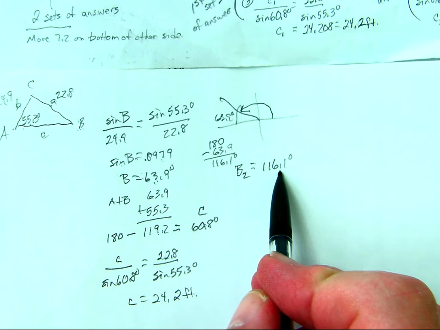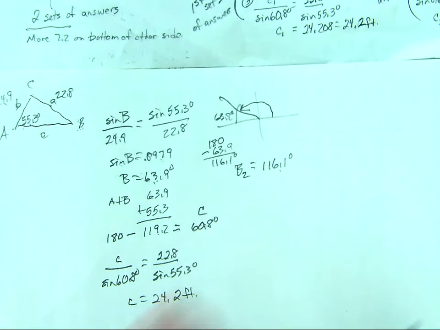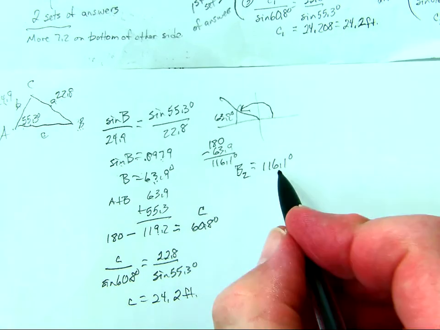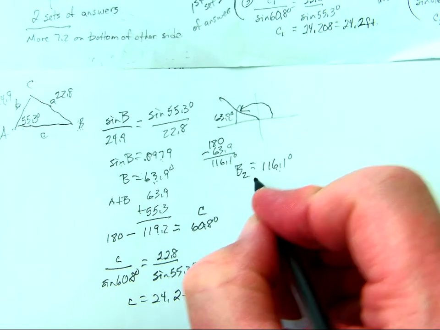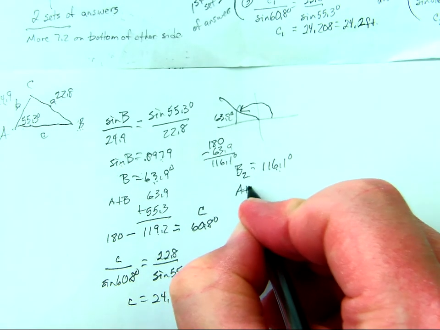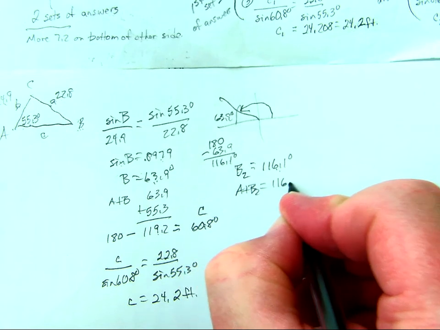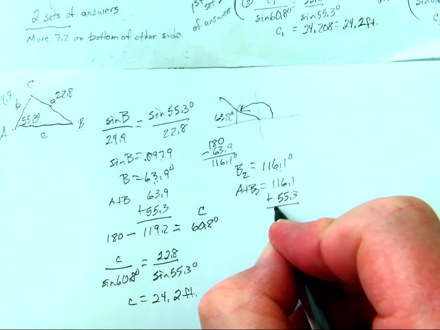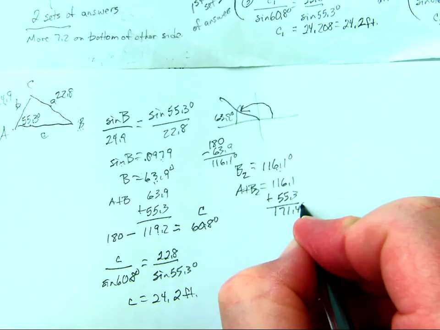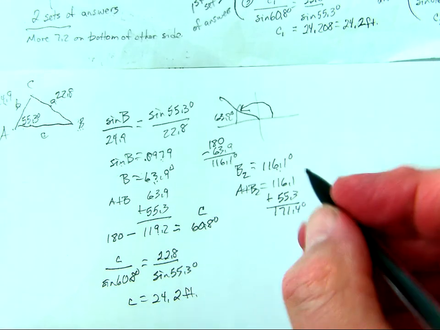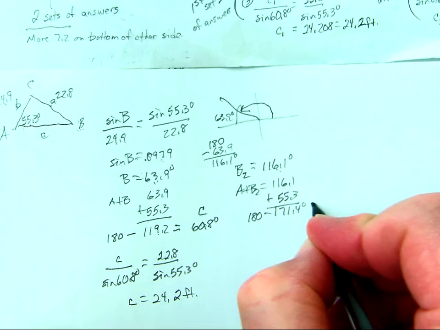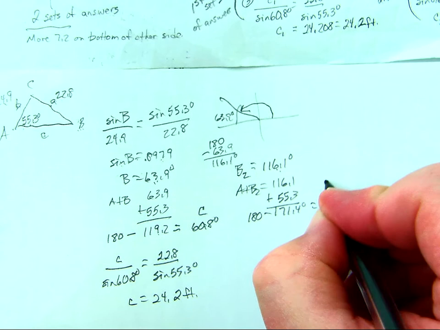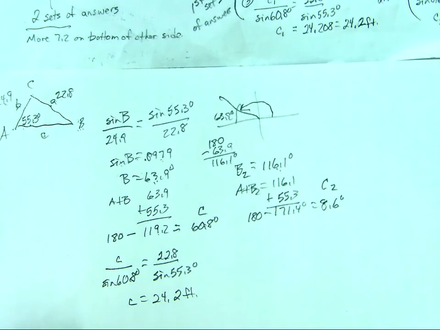Okay? Now we're going to do the same next two things we did here, only now this is our angle B instead of 63.9. So if this is angle B, well, we know angle A is 55.3. So if we had A plus B2, that'll be 116.1 plus A, which was 55.3. That's 171.4. Now we subtract that from 180. That's going to be, looks like 8.6 degrees. That is angle C2. So angle C2 could have been that.